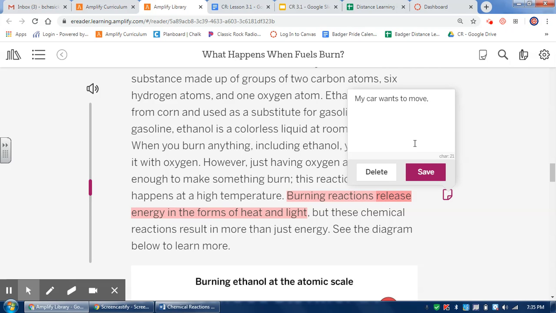It doesn't want to not give off much light or get hot. And that's just something I'm thinking about. Like, okay, if that's what burning reactions do, how do I get my movement out of my car if it produces mostly heat and light?